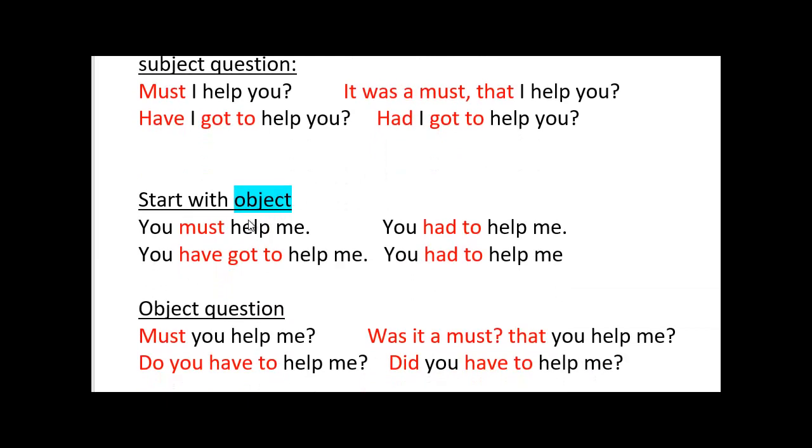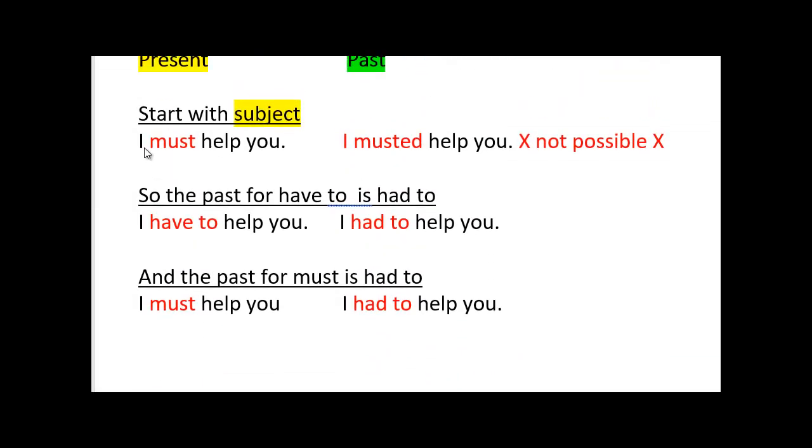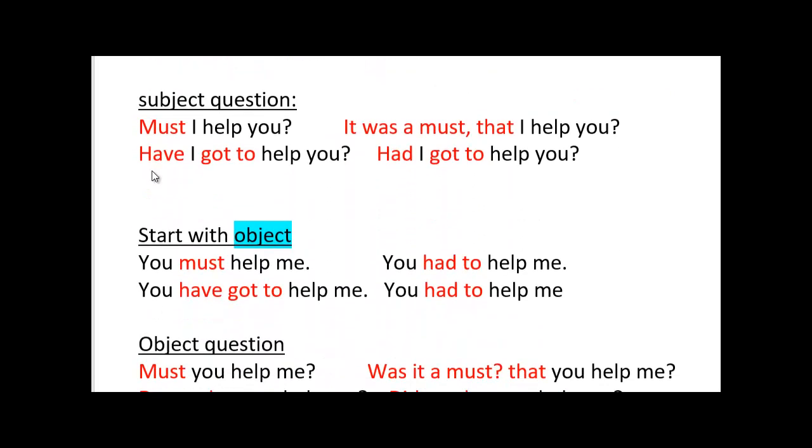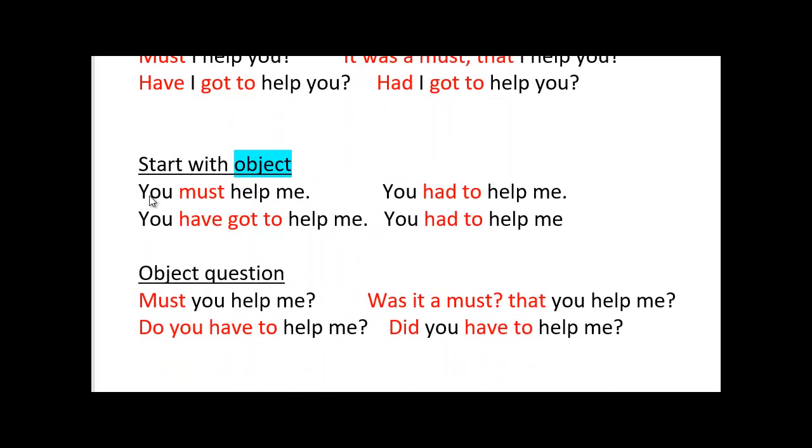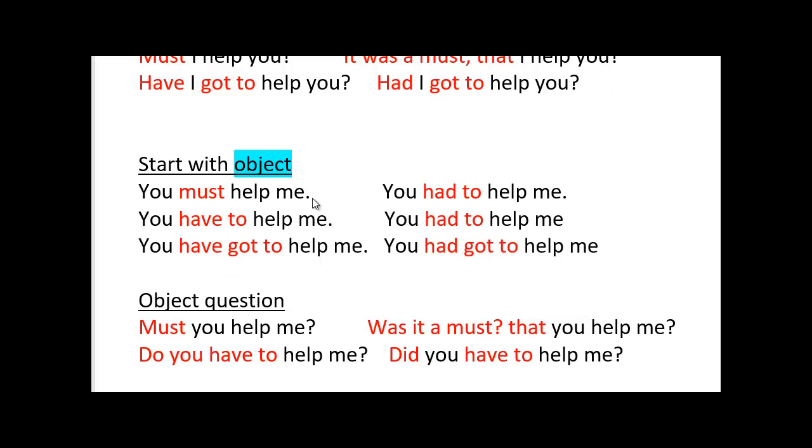Okay, if you are starting a sentence with an object instead of a subject, so instead of saying I, we're starting with you, which is a pronoun, I know, but there you go. You must help me. And you had to help me in the past. Must changes into had to. You have got to help me. You have to help me or you have got to help me. It's stronger. Both are okay.